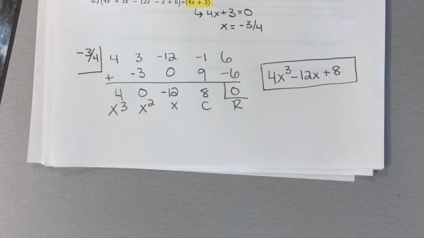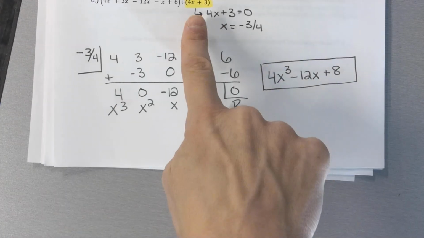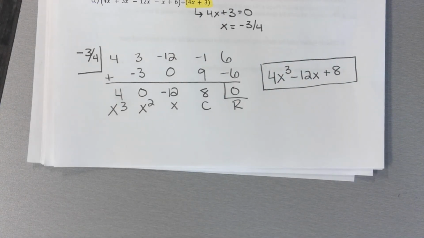So you could put plus 0x squared and that is fine. If you want everybody accounted for, that's a-okay. You could even put plus 0 at the end over 4x plus 3. You could do that too and that would be fine.